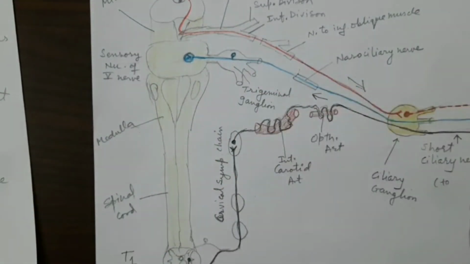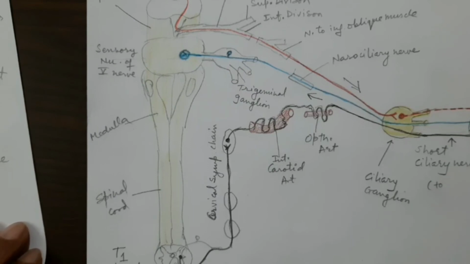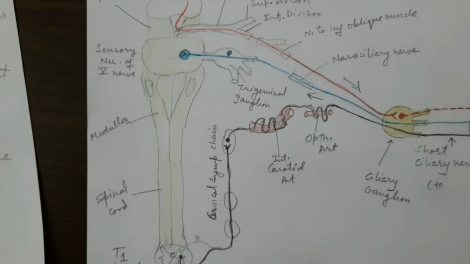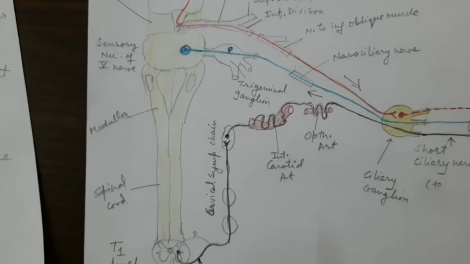as trigeminothalamic fibers. They will ascend up to the thalamus, and from the thalamus it will go to the postcentral gyrus, the sensory cortex, where this sensation will actually be felt and appreciated. So it carries the general sensation from the eye, the sensory root.